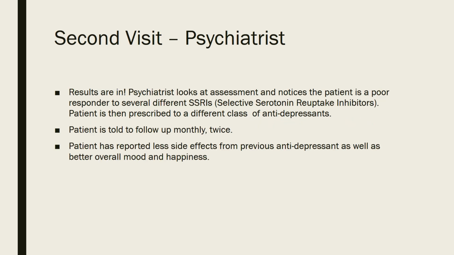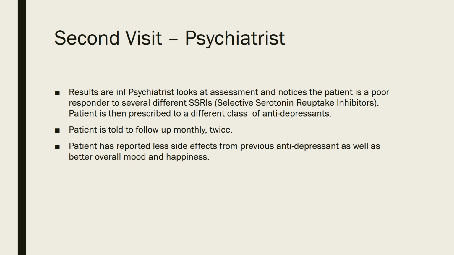So the results are in, and we take a look, and from our findings, the psychiatrist looks at the assessments and notices the patient is a poor responder to several different SSRIs, which are pretty much the common antidepressants that are usually first prescribed by primary physicians. So the patient is prescribed a different class of antidepressants, to which he will most likely respond better. And then the patient is told to follow up monthly twice. That way we can see his progress.